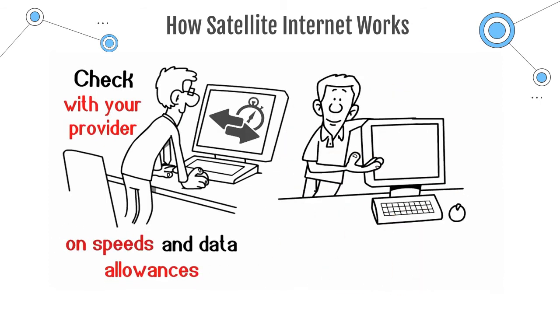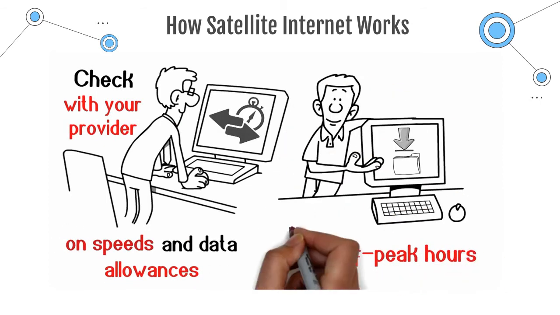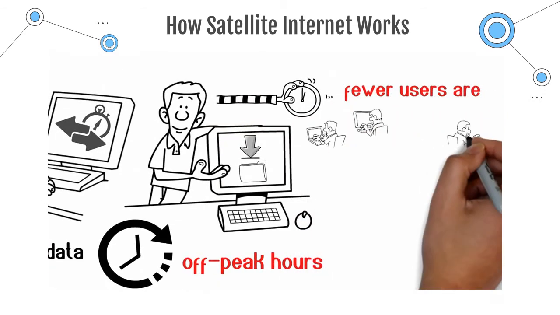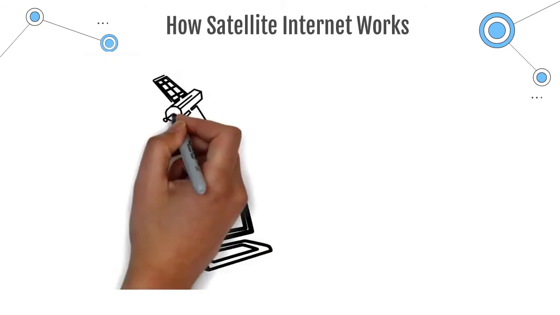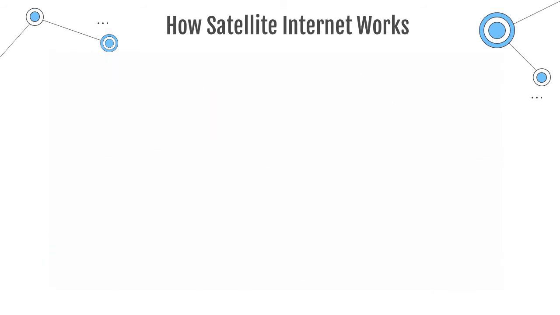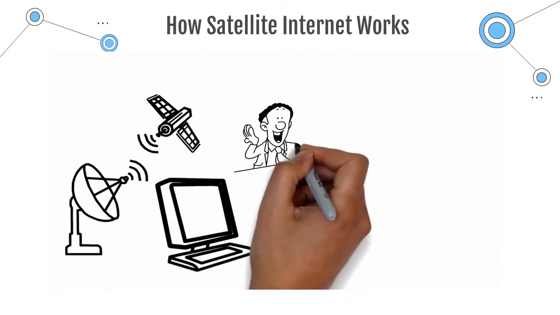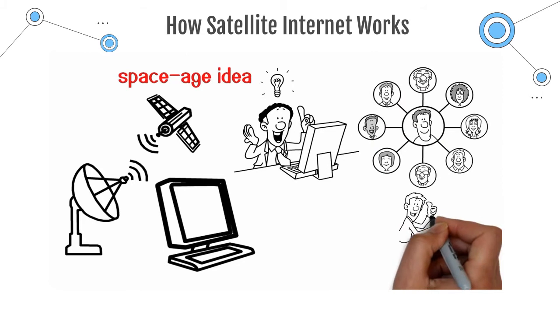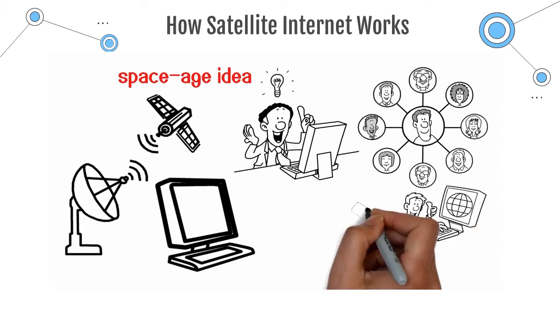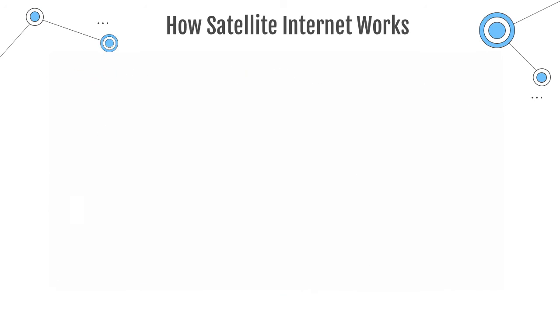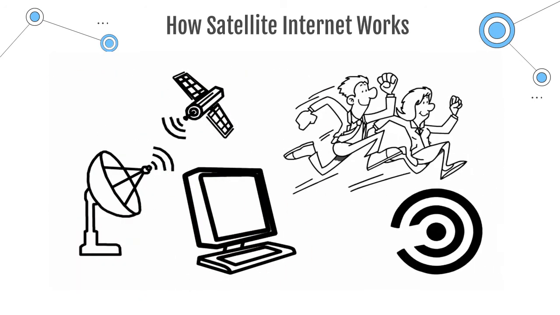You can also download large files during off-peak hours. This usually includes overnight hours, when fewer users are on the network. Some satellite internet providers allow users to schedule bigger downloads during these times. Satellite internet is a space-age idea. It's given people in places that had only dial-up as an internet option a choice. With new satellites launched into orbit all the time, satellite internet will only get faster.